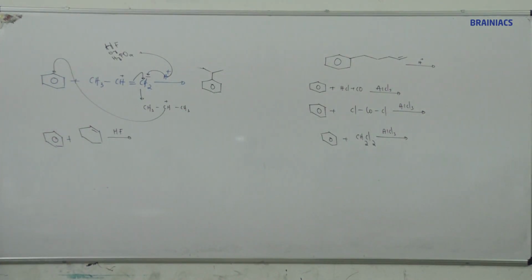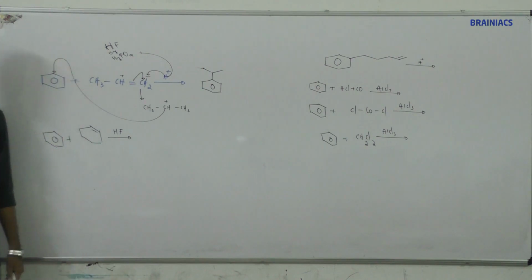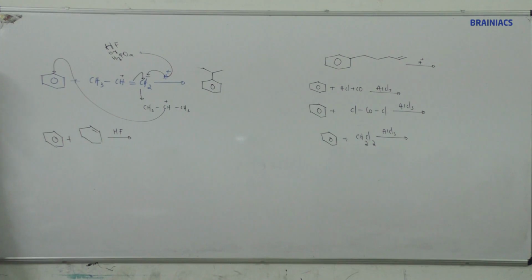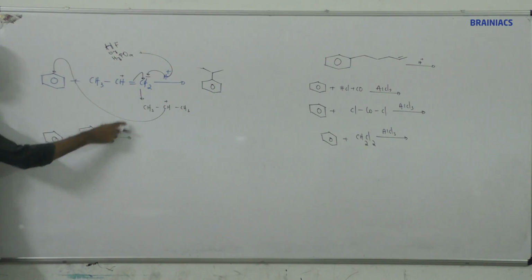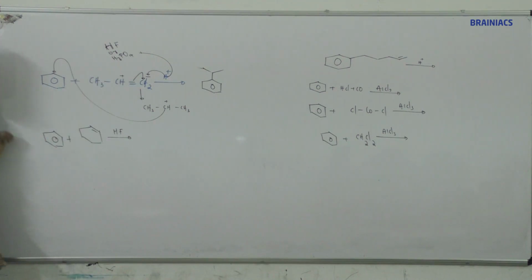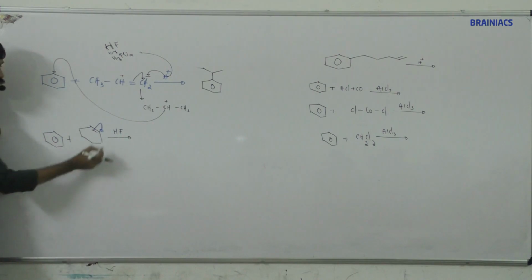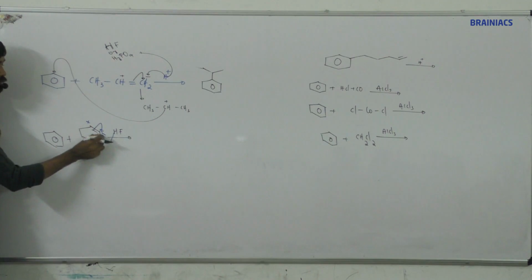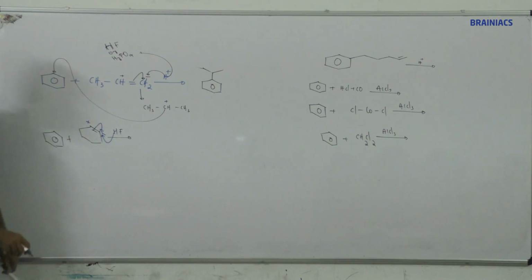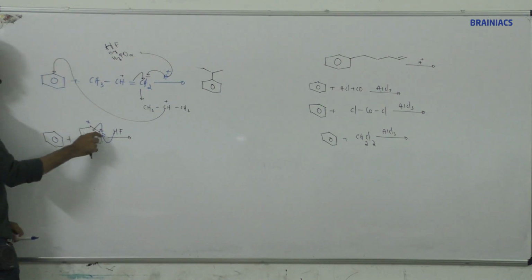What about the next? This is a question that you have to discuss in your handout. A previously asked question. I think this question is in your handout also. HF means H plus. What happens? This bond is polarized, both are the same, so this becomes minus and here will be plus. H plus attacks here.